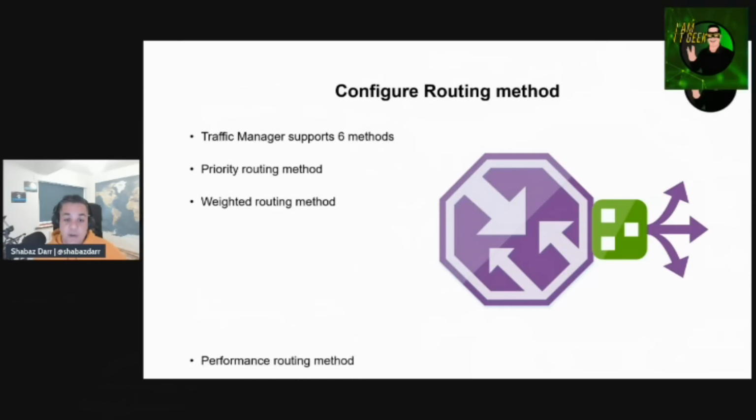Another routing method is called performance. You can select performance routing when you have endpoints in different geographic locations and you want end users to use the closest endpoint for the lowest network latency.